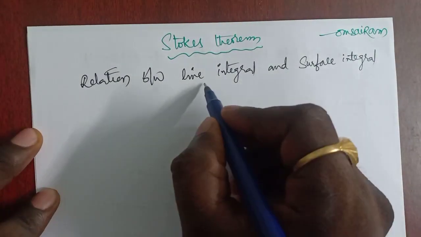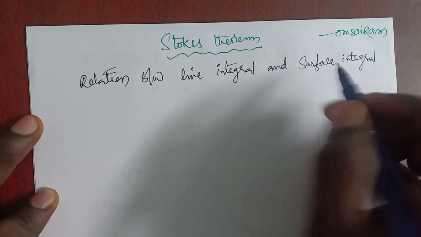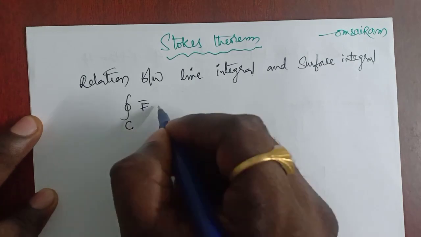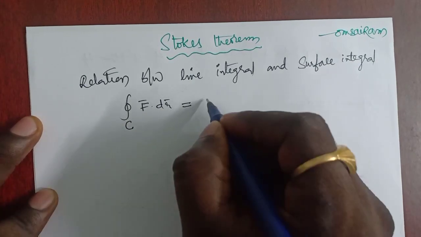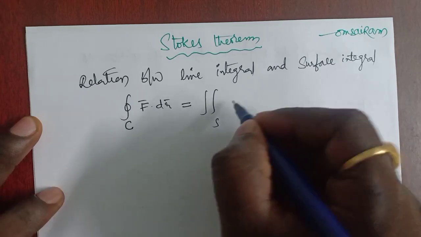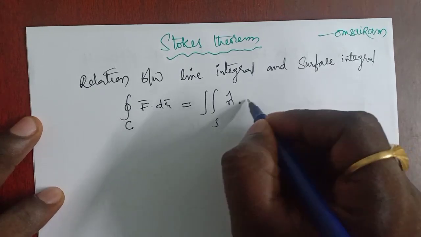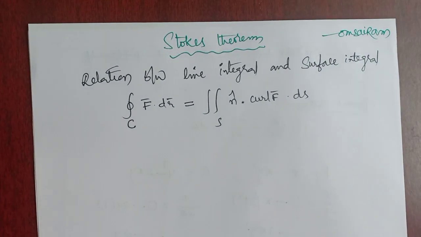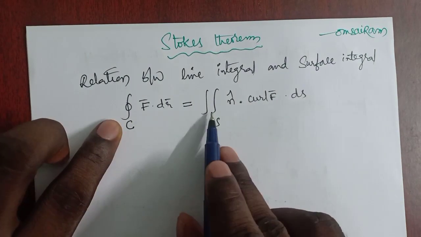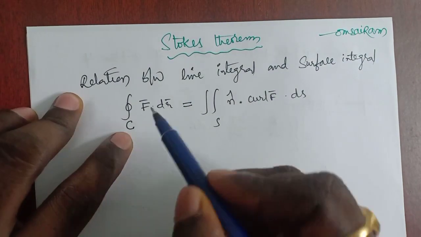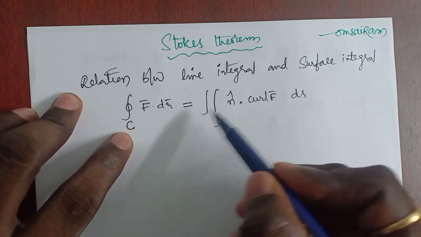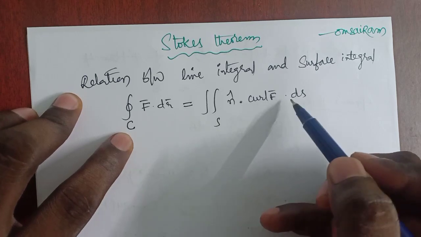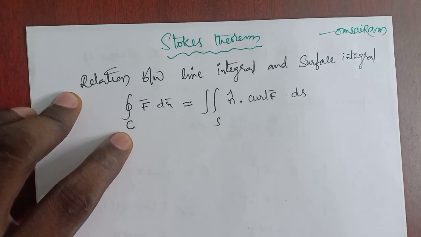So what is the relation between line integral and surface integral in Stokes theorem? The line integral along the curve C of f bar dot dr bar equals the double integral over the surface S of n cap dot curl f bar into ds. So this is the relation between line integral and surface integral. The line integral along the curve C of f bar dot dr bar equals the double integral over the surface of n cap dot curl f bar into ds.